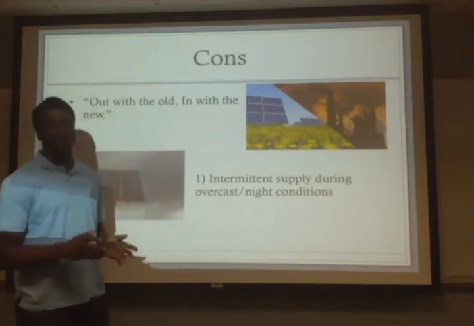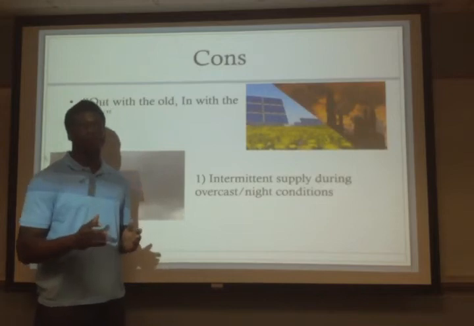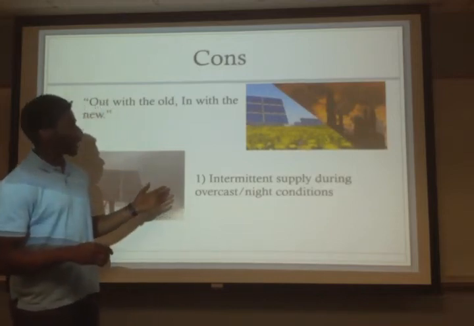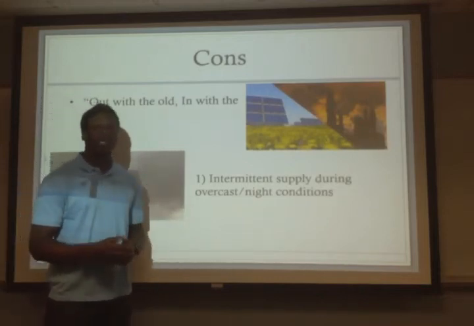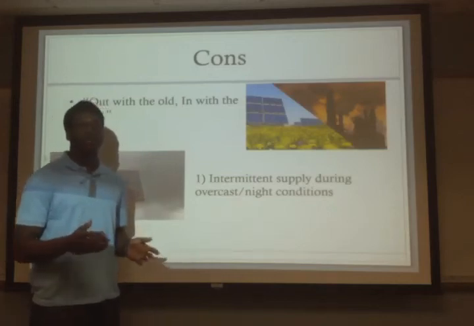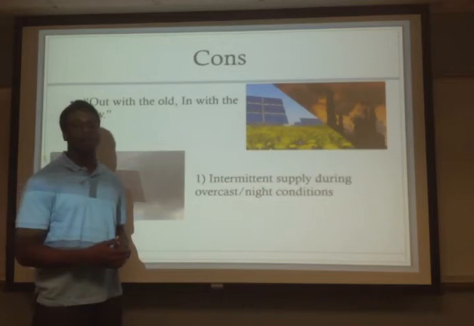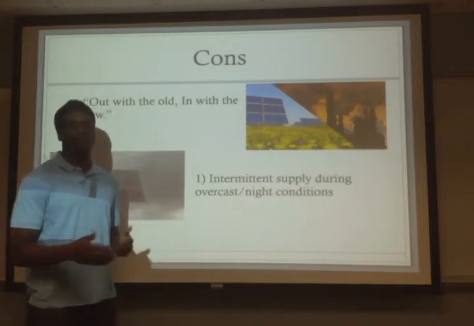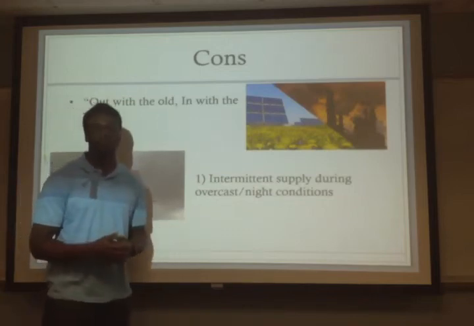However, despite this perfect picture that we paint of solar energy, there lie a few flaws. The first being inconsistent supply. Because solar energy relies solely on the sun's energy as a source of power, many have questioned its reliability of supply during prolonged overcast conditions or at nighttime.